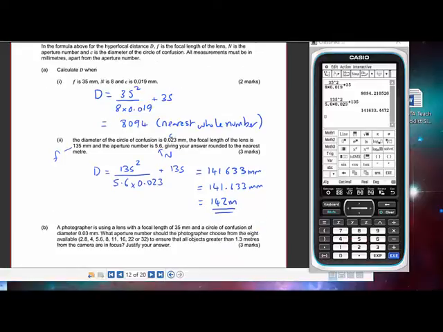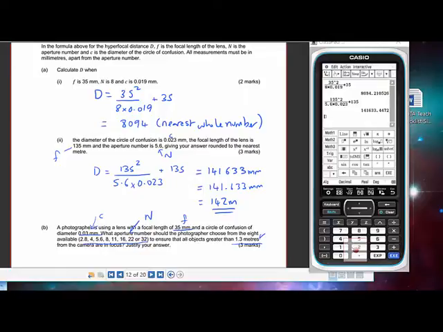A photographer is using a lens with a focal length of 35, so that's our f, circle of confusion 0.03, and those are in millimeters, so that's all good. What aperture number should the photographer choose? So this is the value of n from the 8 available to ensure that objects greater than 1.3 meters from the camera are in focus.